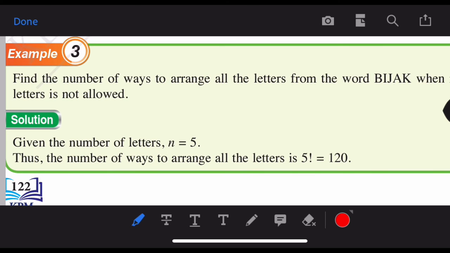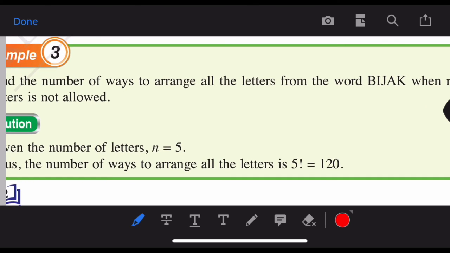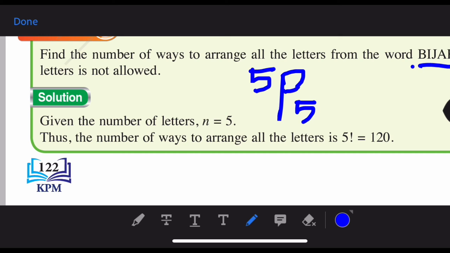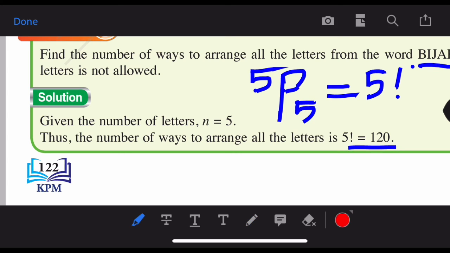Find the number of ways to arrange all the letters from the word BIJAK. BIJAK got how many letters? B-I-J-A-K, 5, right? When repetition of the letter is not allowed. So that means we are arranging all the 5, right? So we have 5 letters. We are going to arrange all the 5, right? So it's 5P5. So the answer is just 5 factorial. Okay, so this is answer 120.